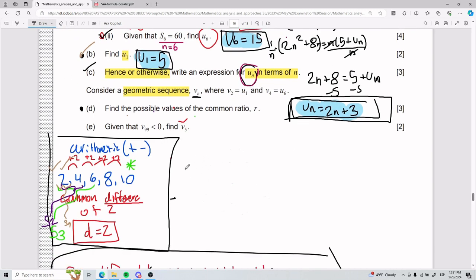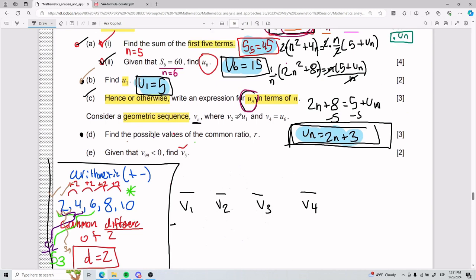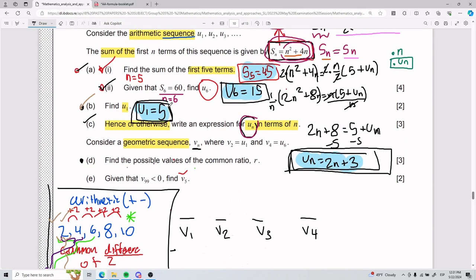So you have some first term, right? Then you have your second, your third, and your fourth for the geometric, and you know V2 and V4. V2 is equal to the first of the arithmetic, and the first of the arithmetic was 5. V3 you have no idea, but V4 they tell you is the sixth term of the arithmetic, and the sixth term of the arithmetic is 15.